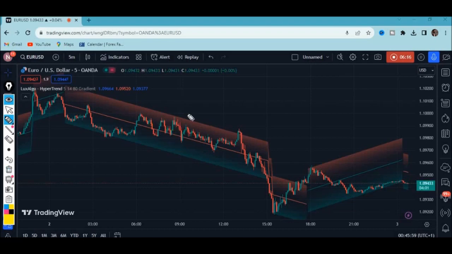So guys, when you execute your sell order, for instance, let's say you executed your sell order right here, kindly target this center line as your take profit. If price is unable to break below it, that's what you're really supposed to pay attention to.